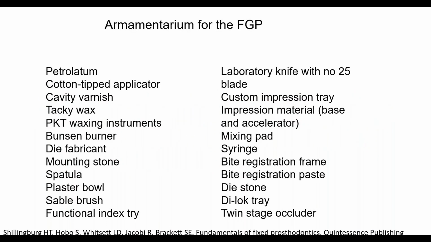These are the armamentarium required for the fixed functionally generated path. It requires petroleum jelly, cotton tape applicator, cavity varnish, tacky wax, PKT instrument, Bunsen burner, fabricant, mounting stone, spatula, plaster bowl, sable brush, functional index tray, tooth blade, laboratory knife blade, custom impression tray, impression material, mixing pad, syringe, bite registration frame, bite registration paste, die stone, dial gauge tray, and the twin stage occluder.